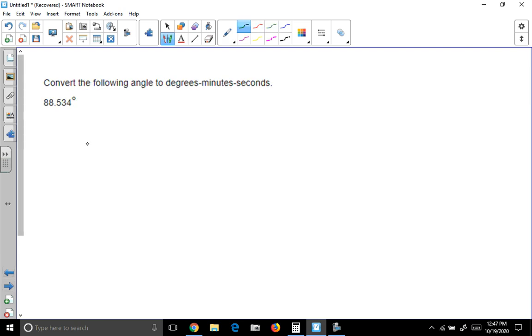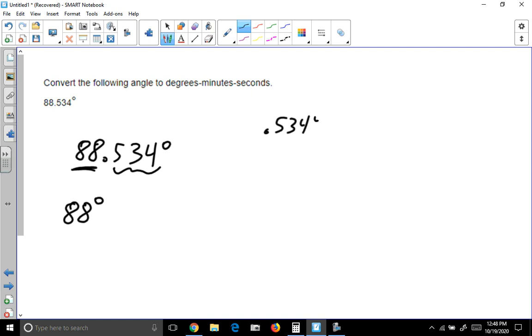This one we're going in the opposite direction. We have decimal degrees, and we want to convert it to degrees, minutes, and seconds. 88 complete degrees, and then the 0.534 tells us the portion of a degree that we have. So we want to take the 0.534 degrees and see, well, how many minutes does that include? If we're rotating 0.534 degrees, how many minutes is that?